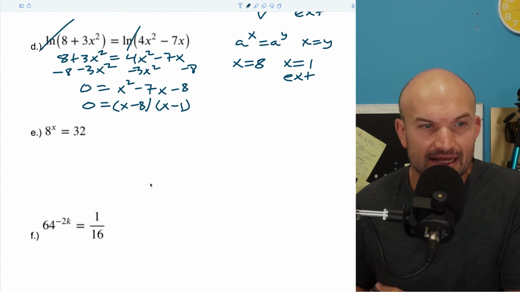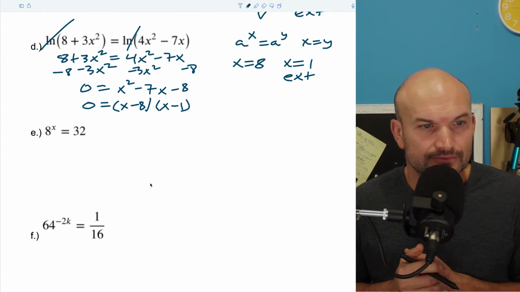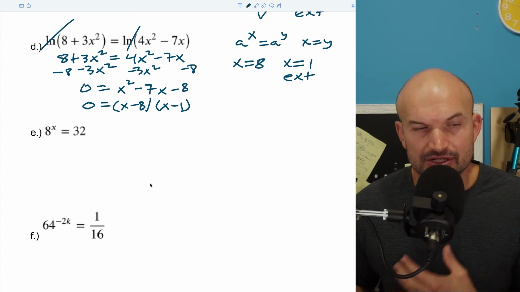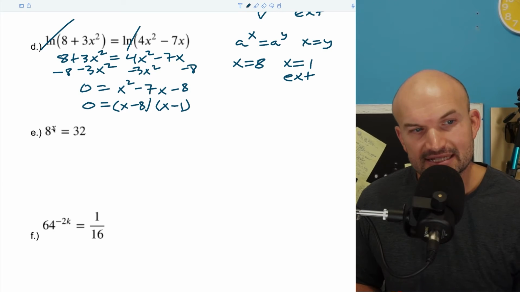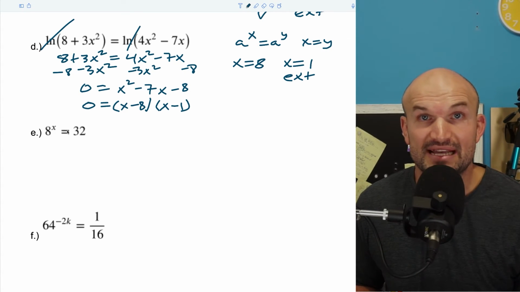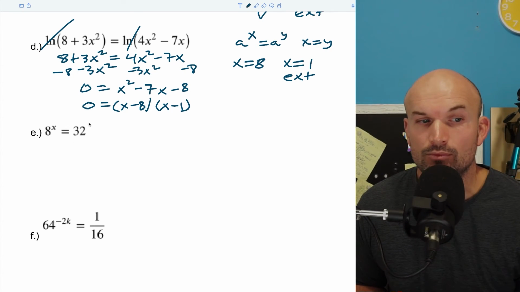Okay, so now let's move into exponential equations. When we're focusing on exponential equations, the main thing that we're going to want to do in this case is just make sure that we have the same bases. We want to look for using our one-to-one properties.